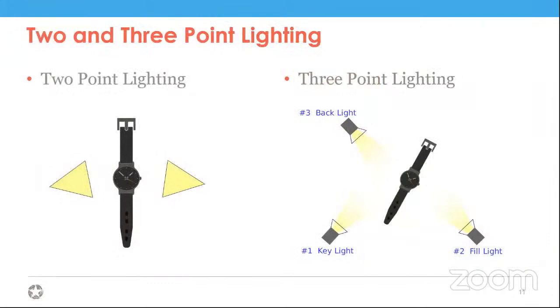So 2 and 3 point lighting, why I think it is an awesome concept to explore. So 2 point lighting means there are 2 sources of light. 3 point lighting, same thing, 3 sources of light.